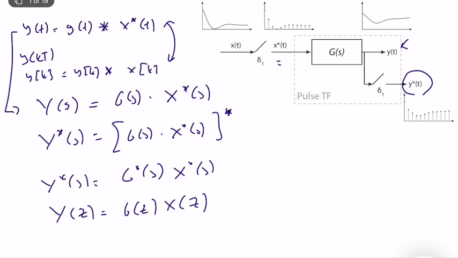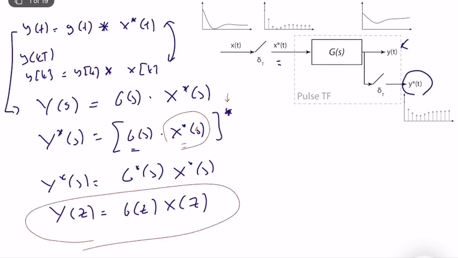So what does it mean? Inside a multiplication, this is g and this is x; one of them has a star, one of them doesn't have a star, and you put a star on the outside. So we sample the combination of g of s and x star of s, and we indirectly show that if this involves an x star of s, we can simply add a star to g to obtain g star of s times x star of s. We know that the star Laplace transform is equal to the z domain transfer function, and we obtain that y of z is equal to g of z and x of z.